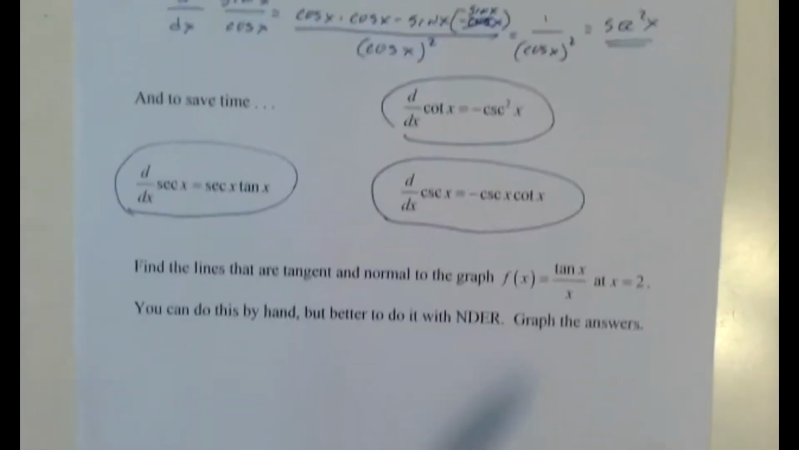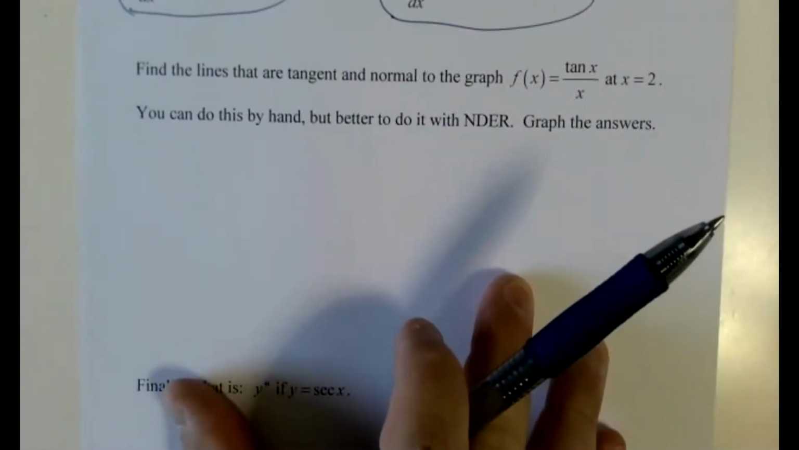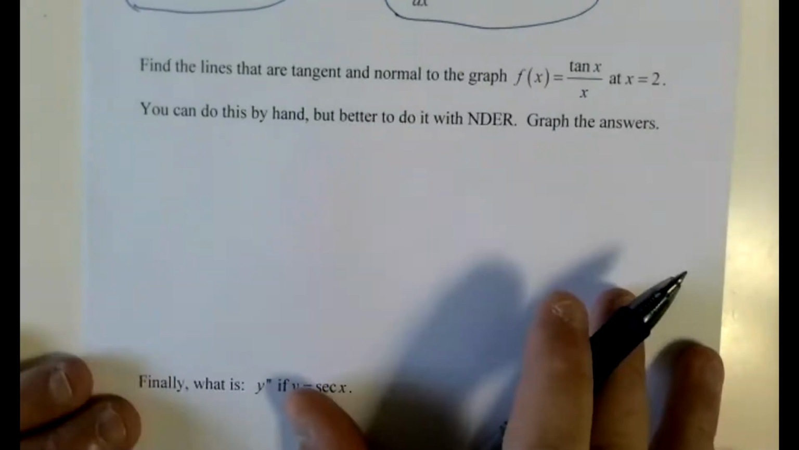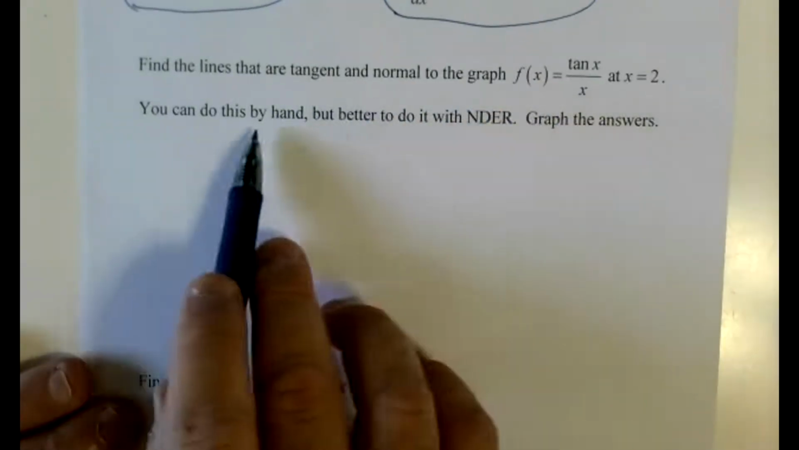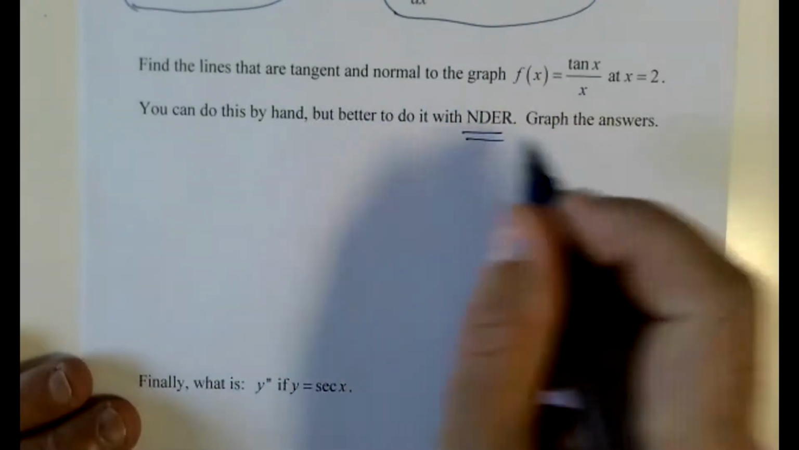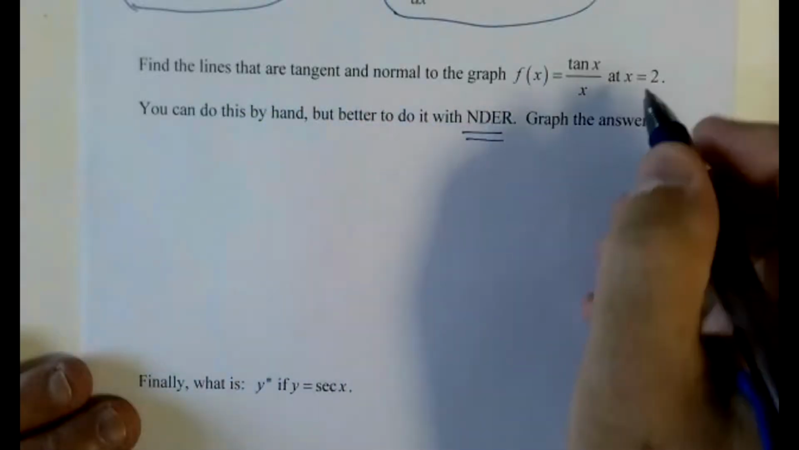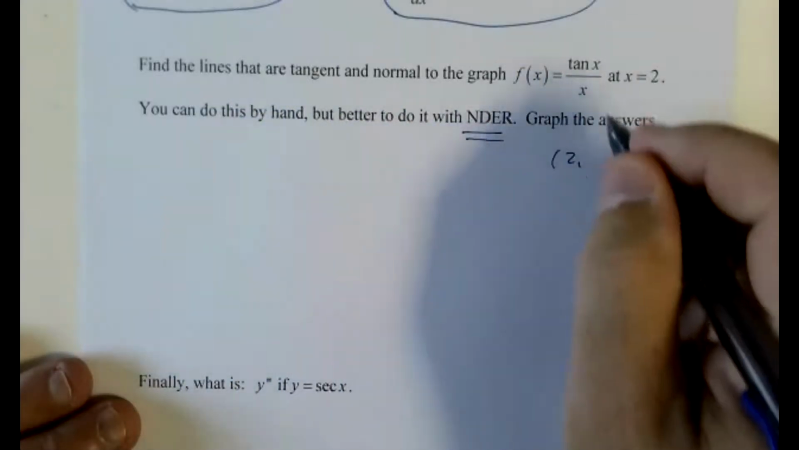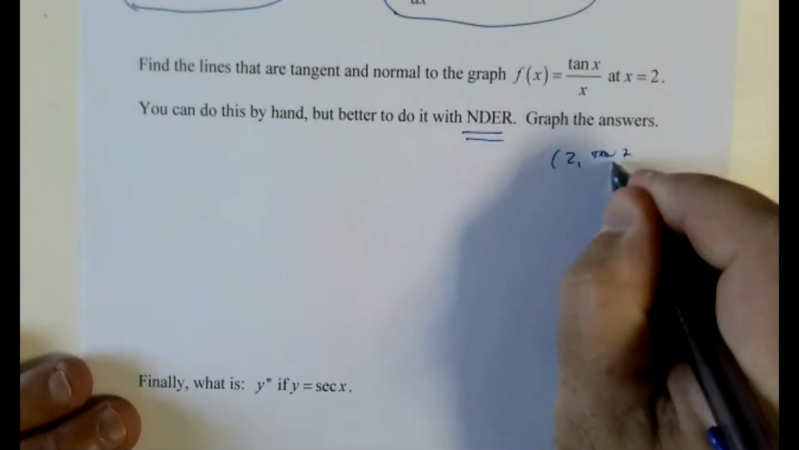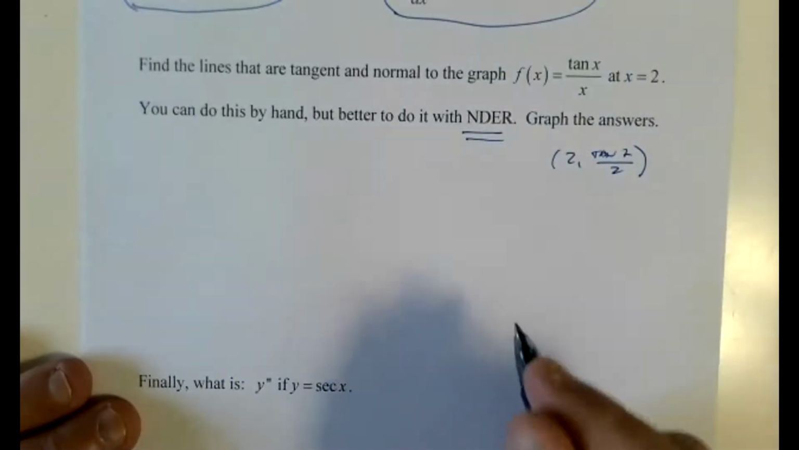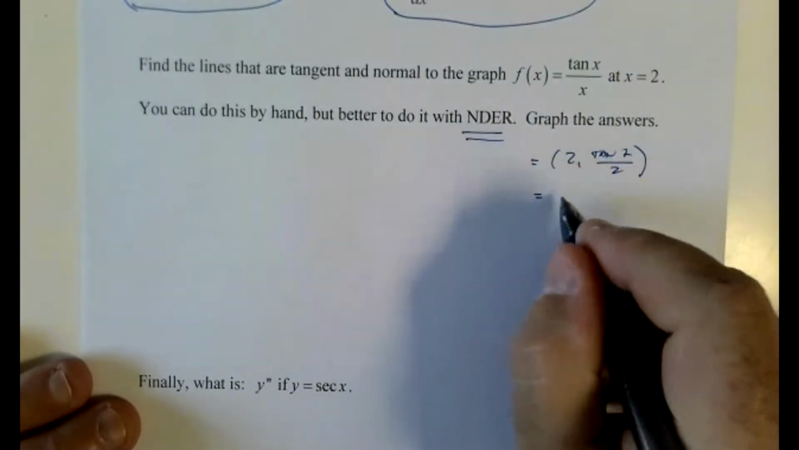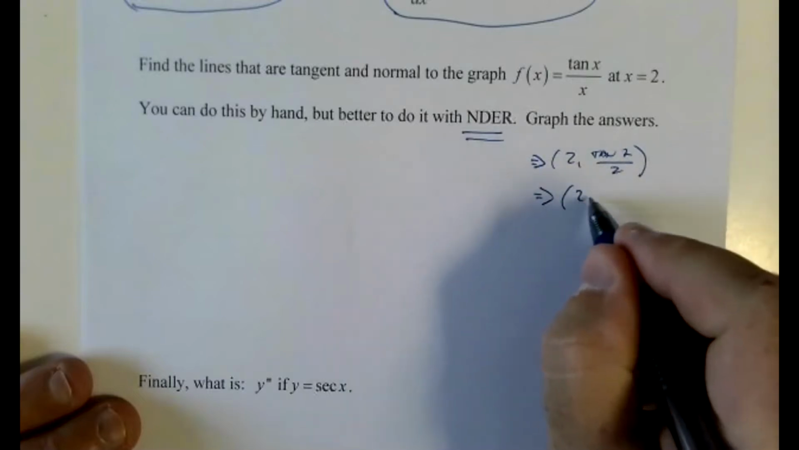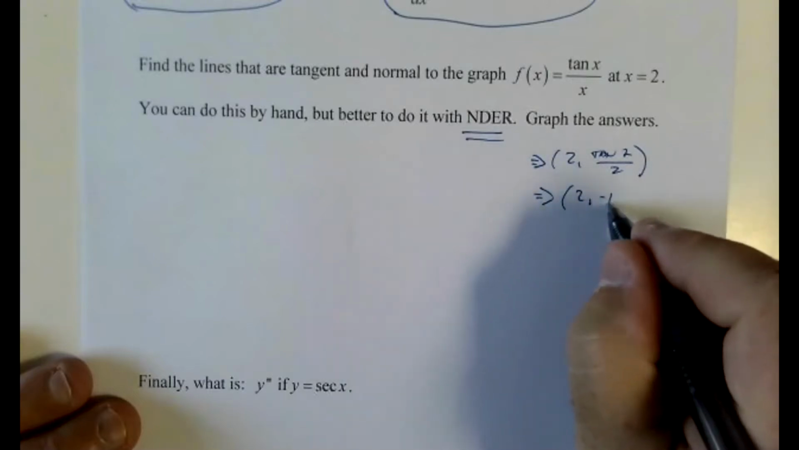All right. So here we go. Now we start to give you the problems you're going to see. Use Ender to figure this out. Find the lines tangent and normal to the graph at x equals 2. Well, we need the point, so we're just going to call it tangent of 2 over 2, which is the point 2 comma negative 1.093.